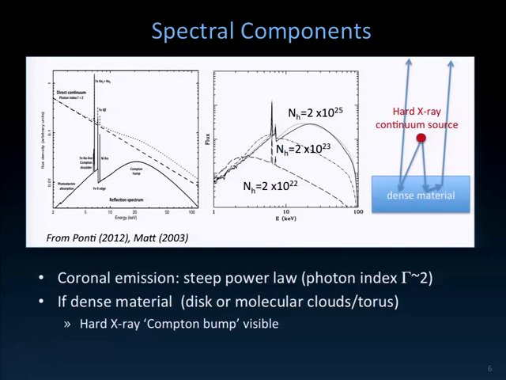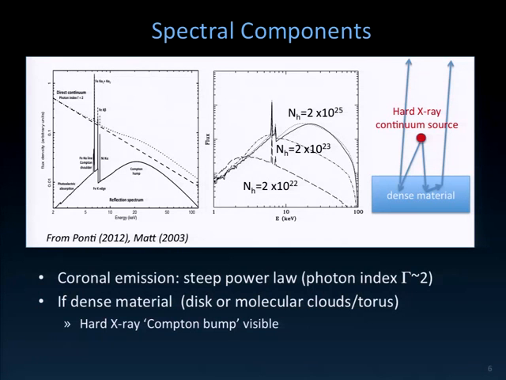So here's what the spectra look like. We have this direct continuum from the corona, and what's going to be important for this talk is it's typically characterized by a fairly steep photon index, gamma of 2. So that's something that's roughly flat in nu f nu, all right?